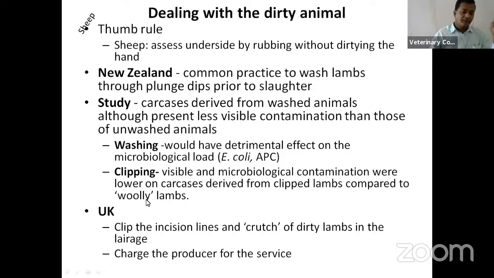In UK, there is a practice of clipping at the incision lines. Okay, in the slaughterhouse, you know that there are certain incisions that are taken over the skin in case of sheep. Usually they clip those incision lines and also the crutch of the animal, the rear end. So when dirty animals are clipped at the incision sites or the crutch of the animal, the producer has to pay for that. It is a charged service.